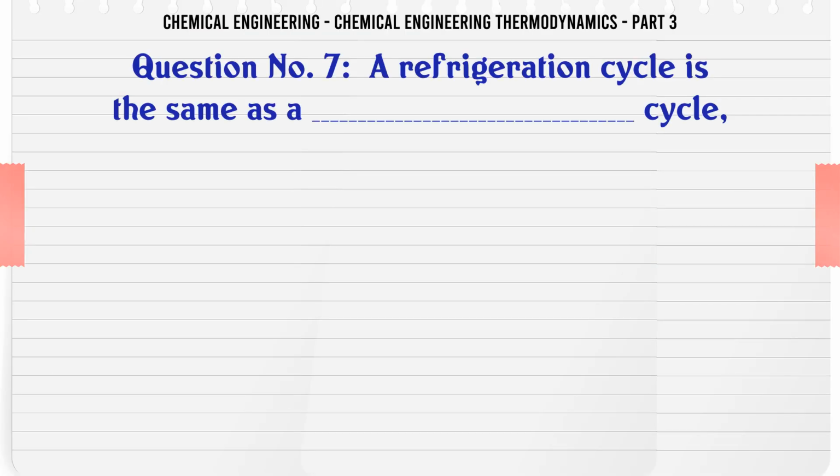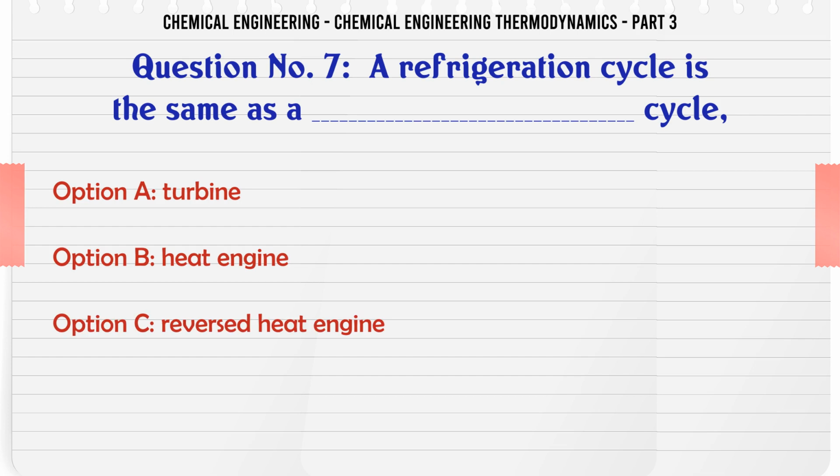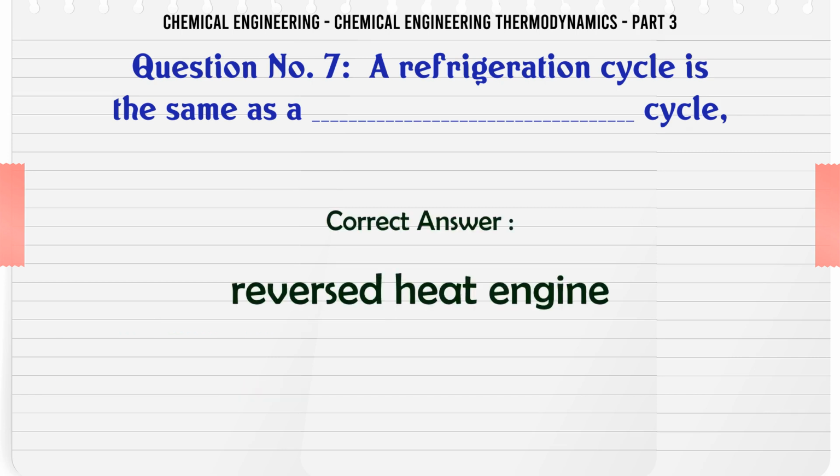A refrigeration cycle is the same as a cycle. A. Turbine. B. Heat engine. C. Reversed heat engine. D. None of these. The correct answer is reversed heat engine.